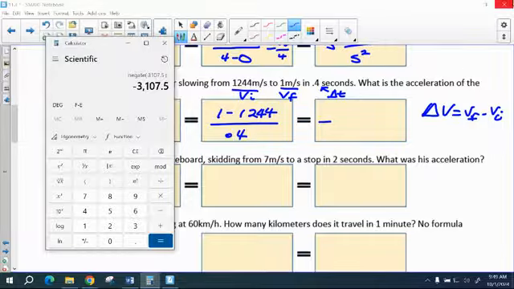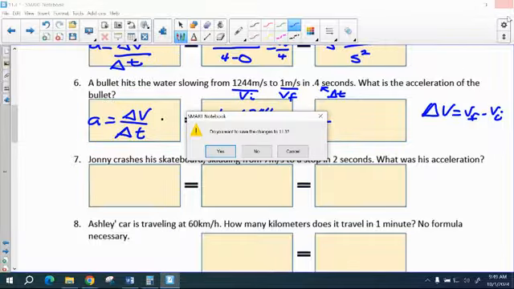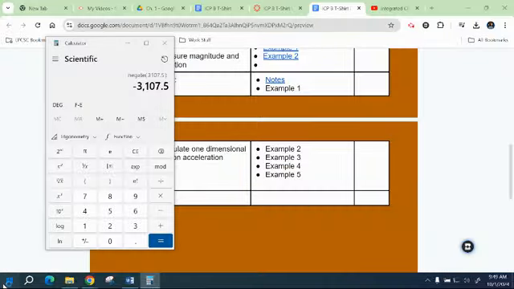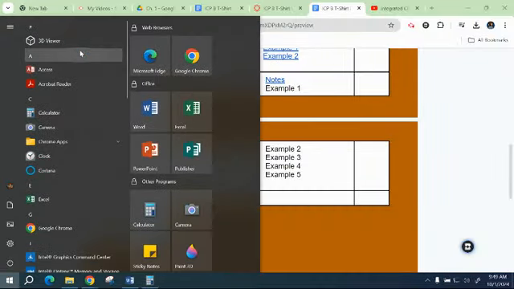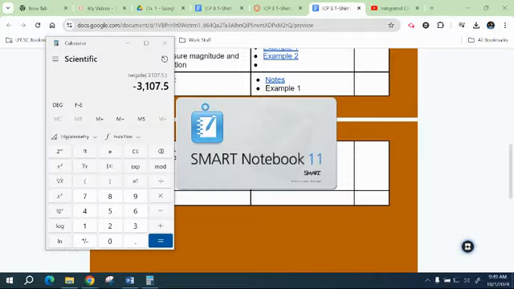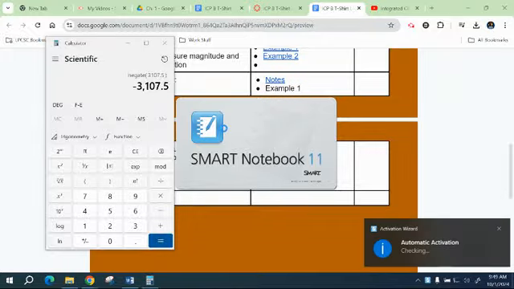Can't believe that it locked up again. I really gotta get that fixed. It doesn't like it when I use an outside calculator, which is funny.